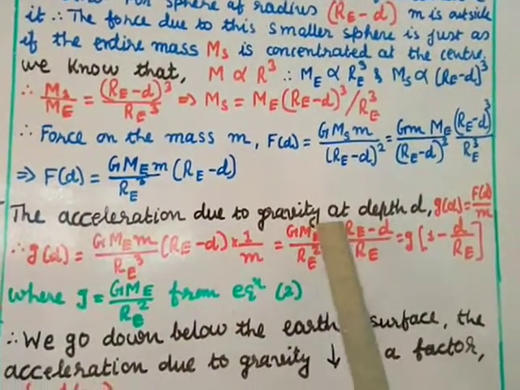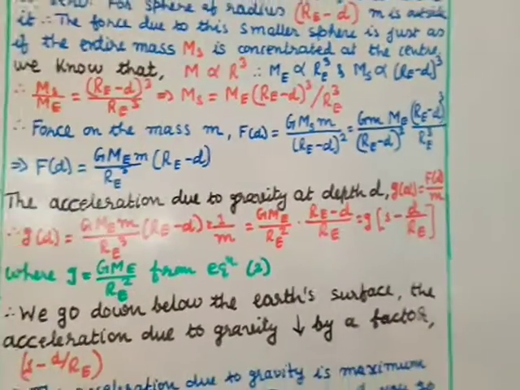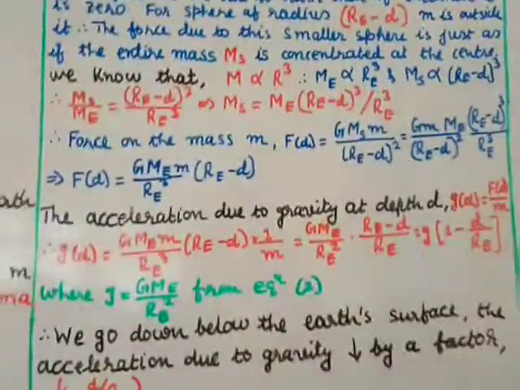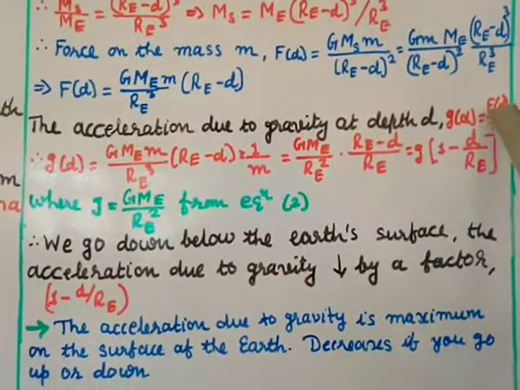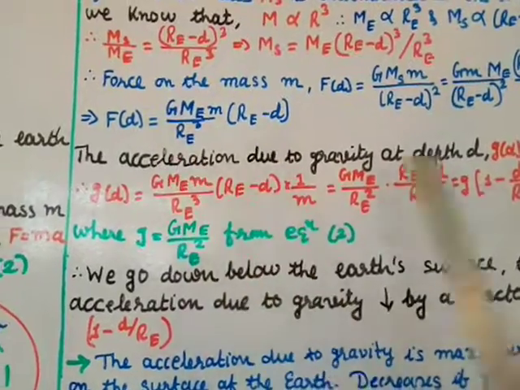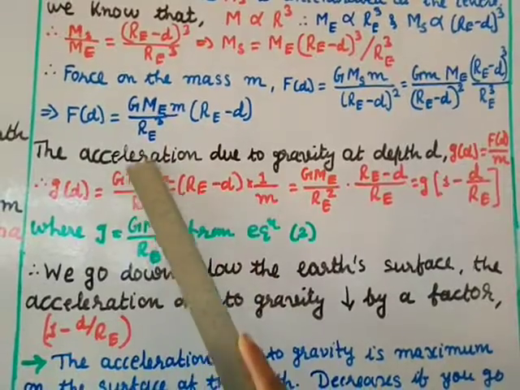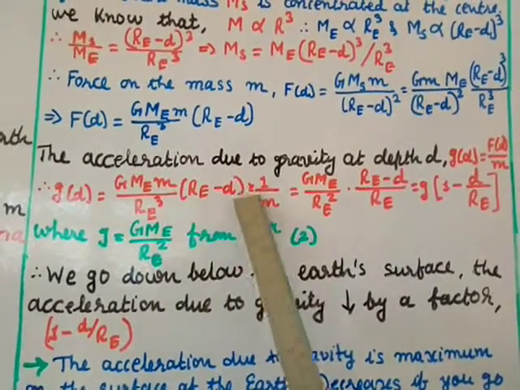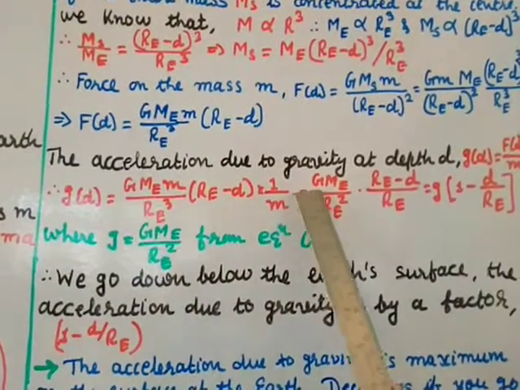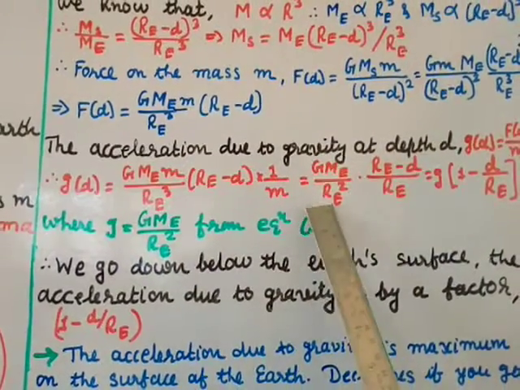Now the acceleration due to gravity at the depth d is given as g of d equals F of d by m. We did this previously the same way for g of h; similarly I am doing it here for the depth. Now the F of d value is this one, so put the value of F of d here. So you get g of d equals G Me m divided by Re cube into (Re - d) into 1 by m. The m and m cut, so you get G Me (Re - d) as it is, and this Re cube I am writing as Re square into Re.